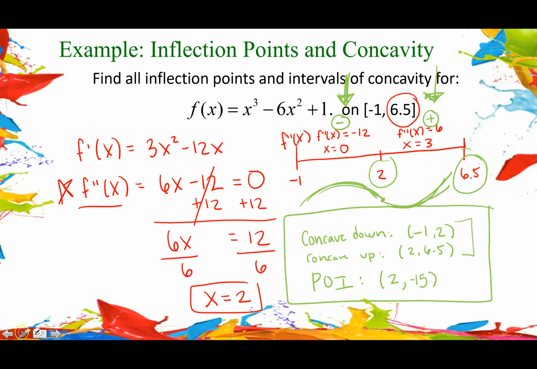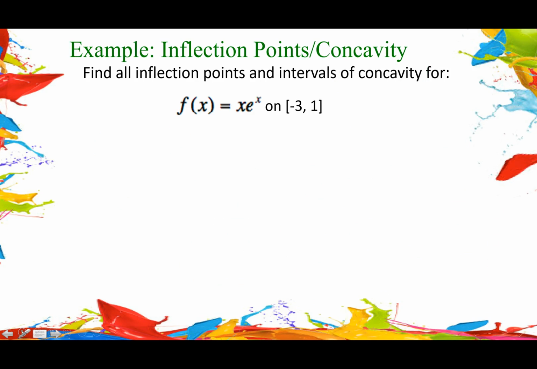Perfect. Let's do another one. Find all inflection points and all intervals of concavity. Again, as soon as you hear that, you should be thinking to yourself, second derivative. So let's find the first derivative first. So the derivative of the first is 1 times the second, plus the derivative of the second, which is e to the x, times the first.